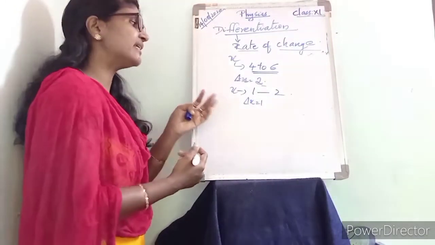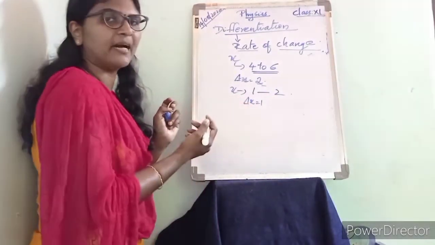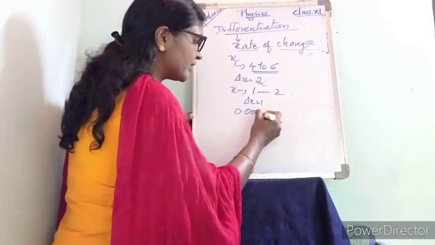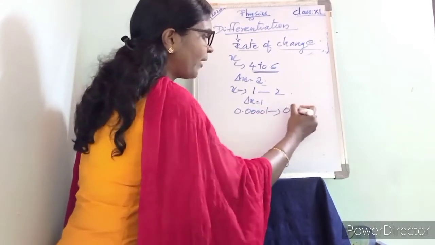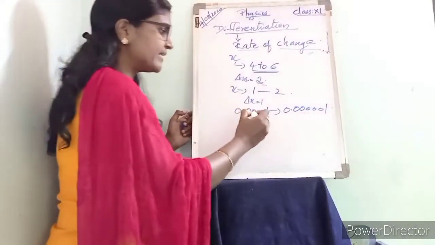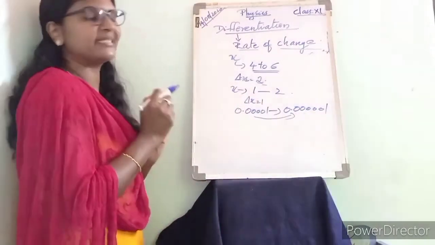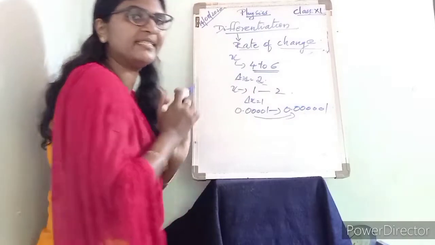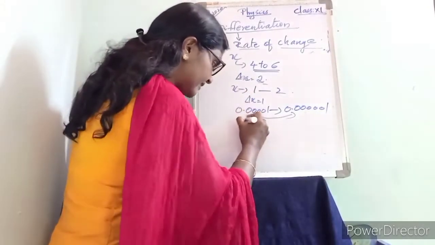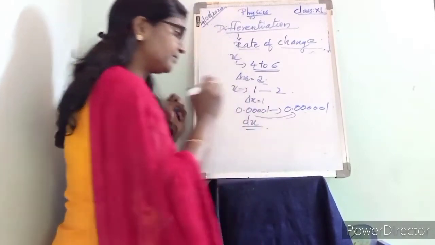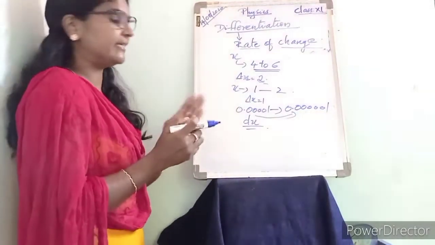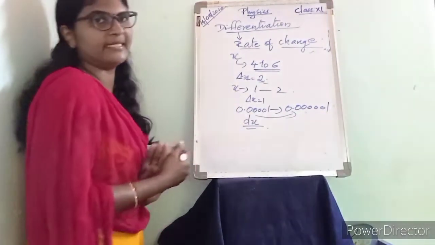Next, we can consider another example. If x varies from 0.00001 to a value just slightly larger, is it a big change or a small change? It is a small change, so we can represent it as dx, a small change in the value of x.